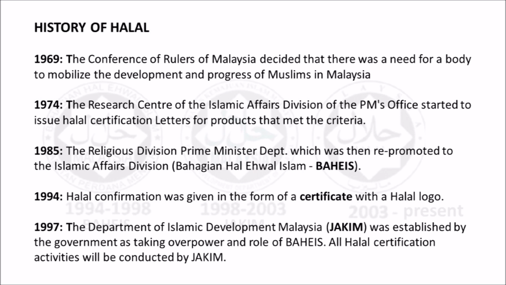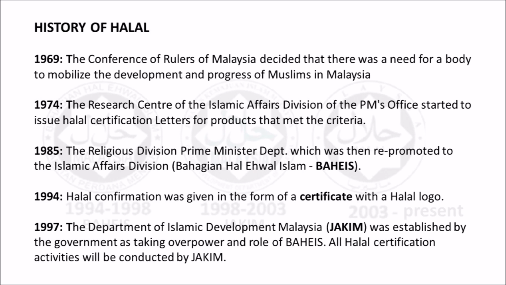Almost 30 years ago. Now, in 97, the Department of Islamic Development Malaysia, JAKIM, was established by the government, taking over the power and role of Bahis, the Islamic Affairs Division. All halal certification activities would be conducted by JAKIM only, authorized by the government at that time in 1997.